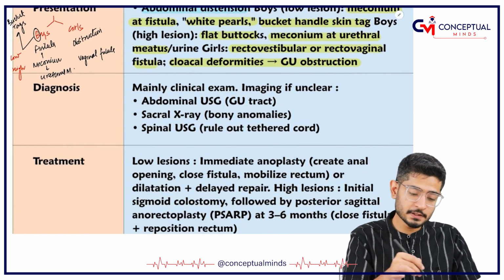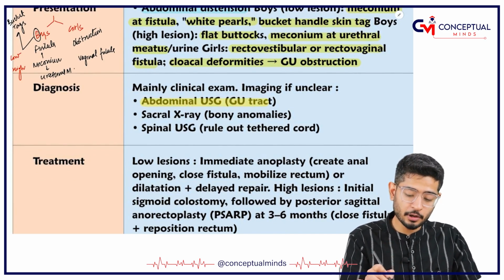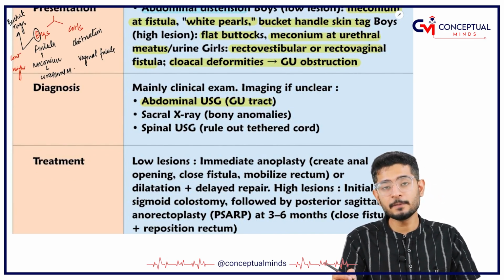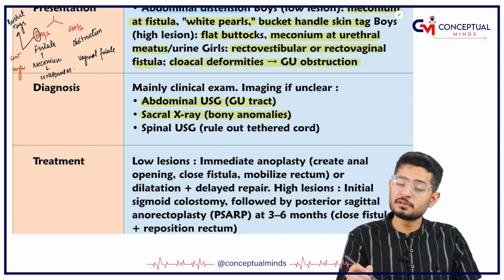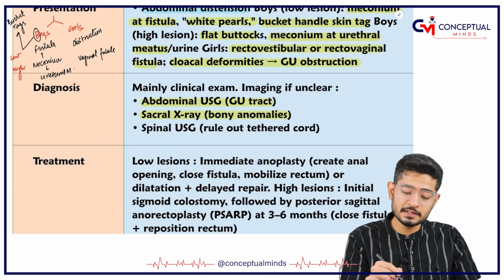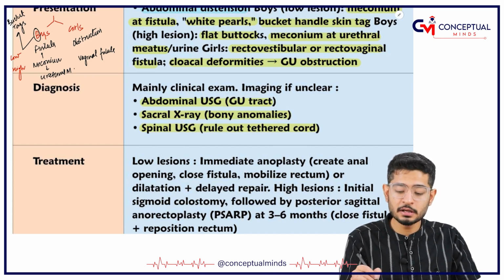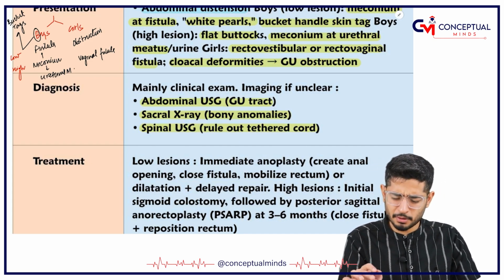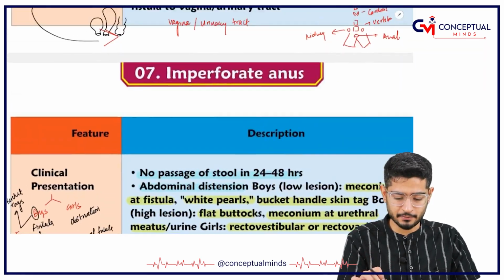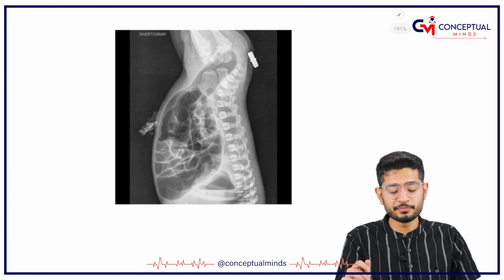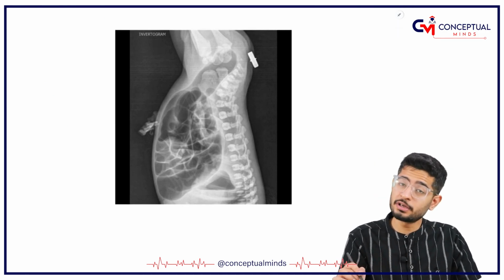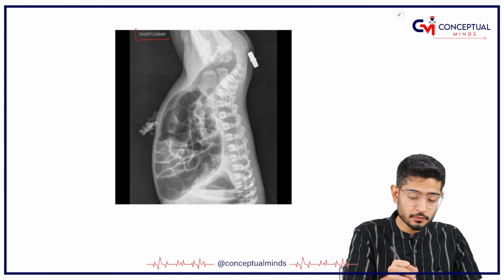So how to diagnose it? See, of course, the abdominal USG is done to see for the genitourinary tract. Sacral X-ray is done to see some bony abnormalities, and spinal USG is done to rule out the tethered cord. Not very important, just you should know whatever I have told you. But see, for some obvious reasons, and there was some older tradition where we used to follow invertogram.